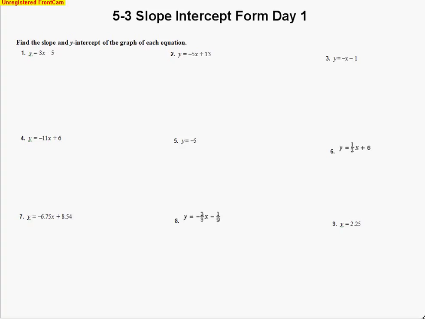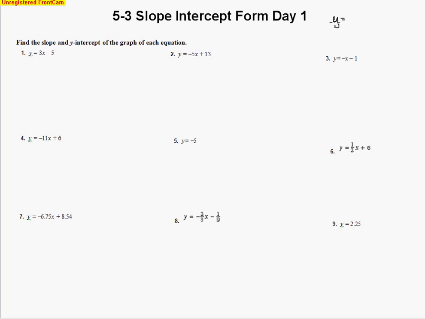This is the tutorial for Chapter 5, Section 3, the first day on slope-intercept forms. This is a very important section because it helps us graph equations very quickly. And so what we've noticed in the past few sections is that we have a formula or a rule here.